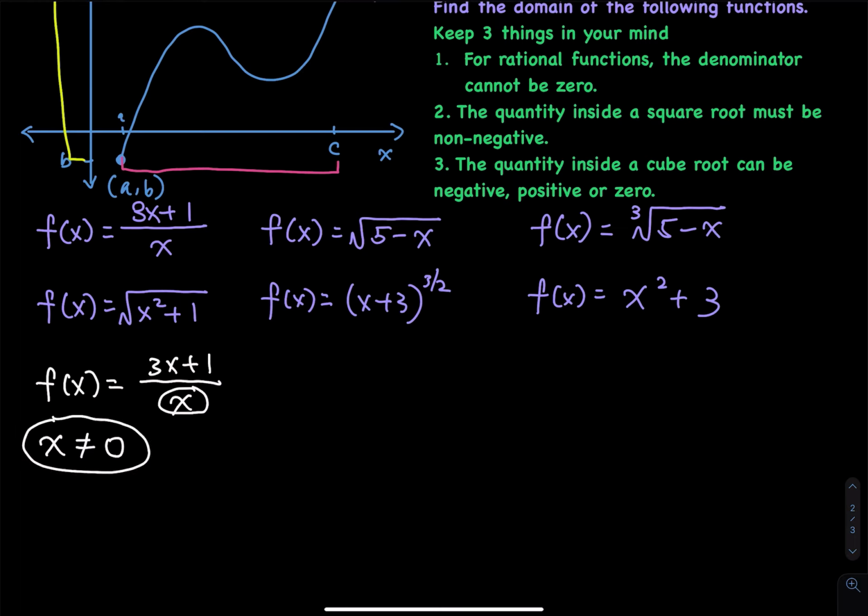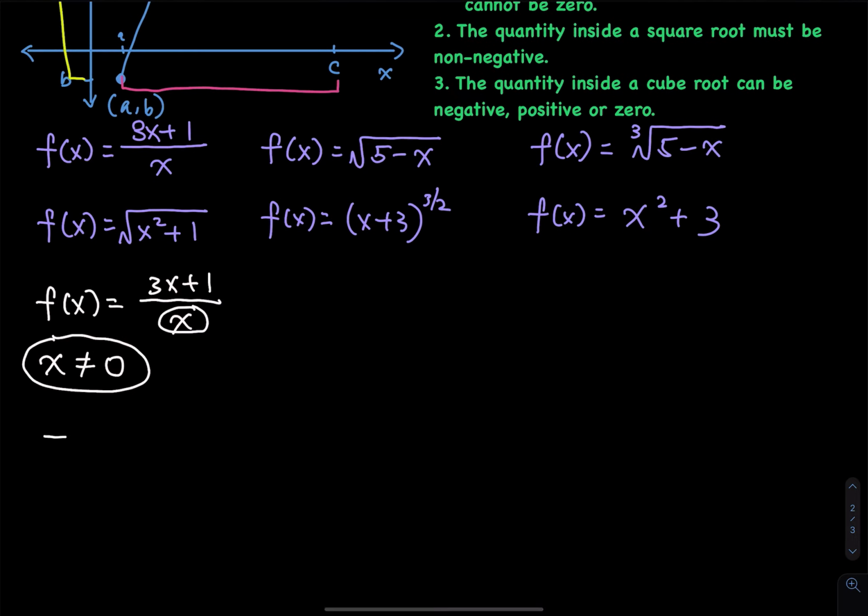Other than that, I usually ask my students to draw a number line. What is a number line? A number line is a straight line, and then you have 0 in the middle, positive numbers on the right, and negative numbers on the left.